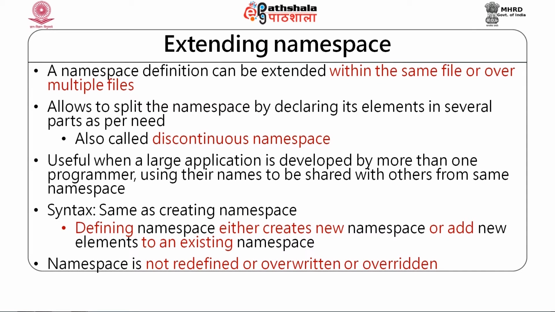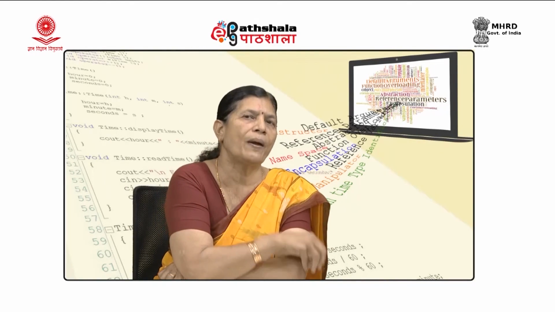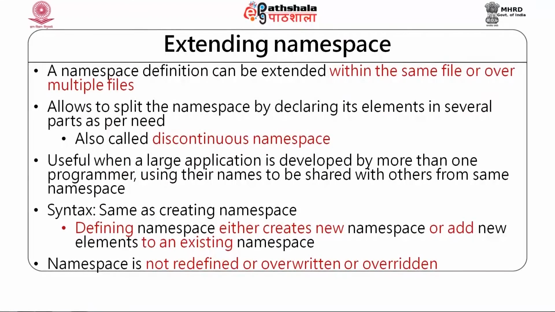So, one programmer will, in their file, declare the namespace with some name, and the same name will be used by the other programmer also, but the elements within the namespace will be different in case of programmer 1 and in case of programmer 2. So, the syntax is the same as creating the namespace. Actually, whenever we define the namespace, if it is not existing, then it creates a new one, but if it is existing, in that case it is simply adding those new members into the existing namespace. So, the same syntax will extend the namespace.